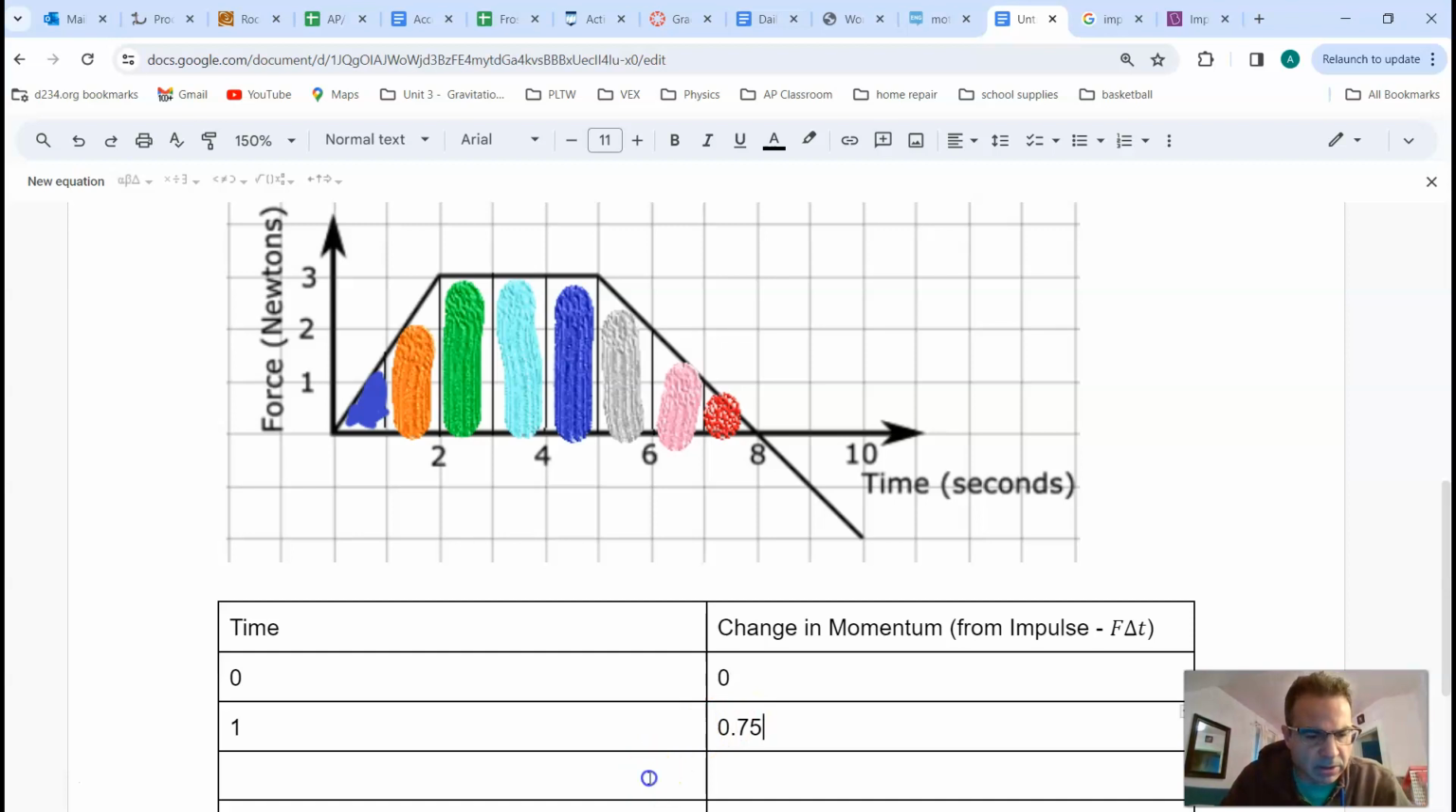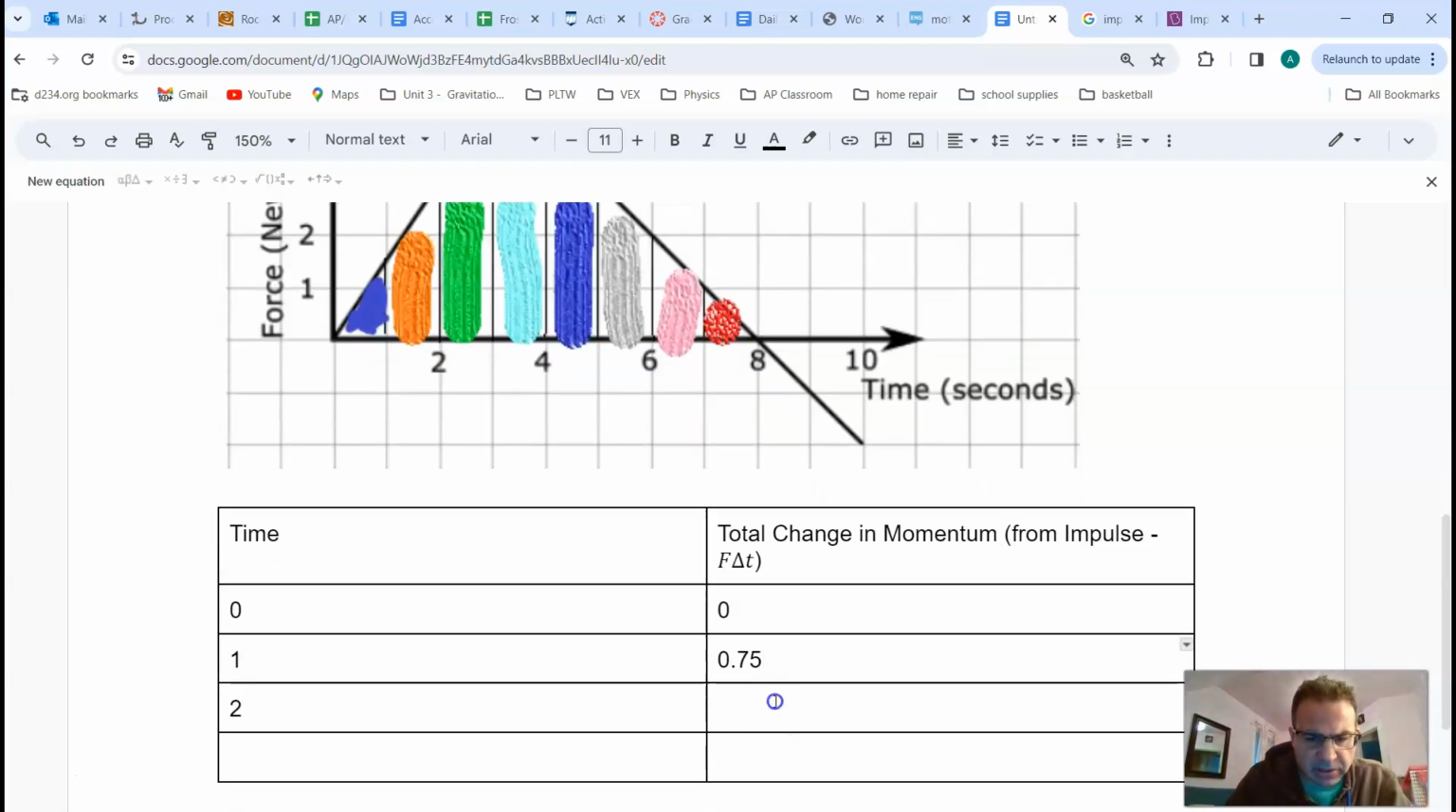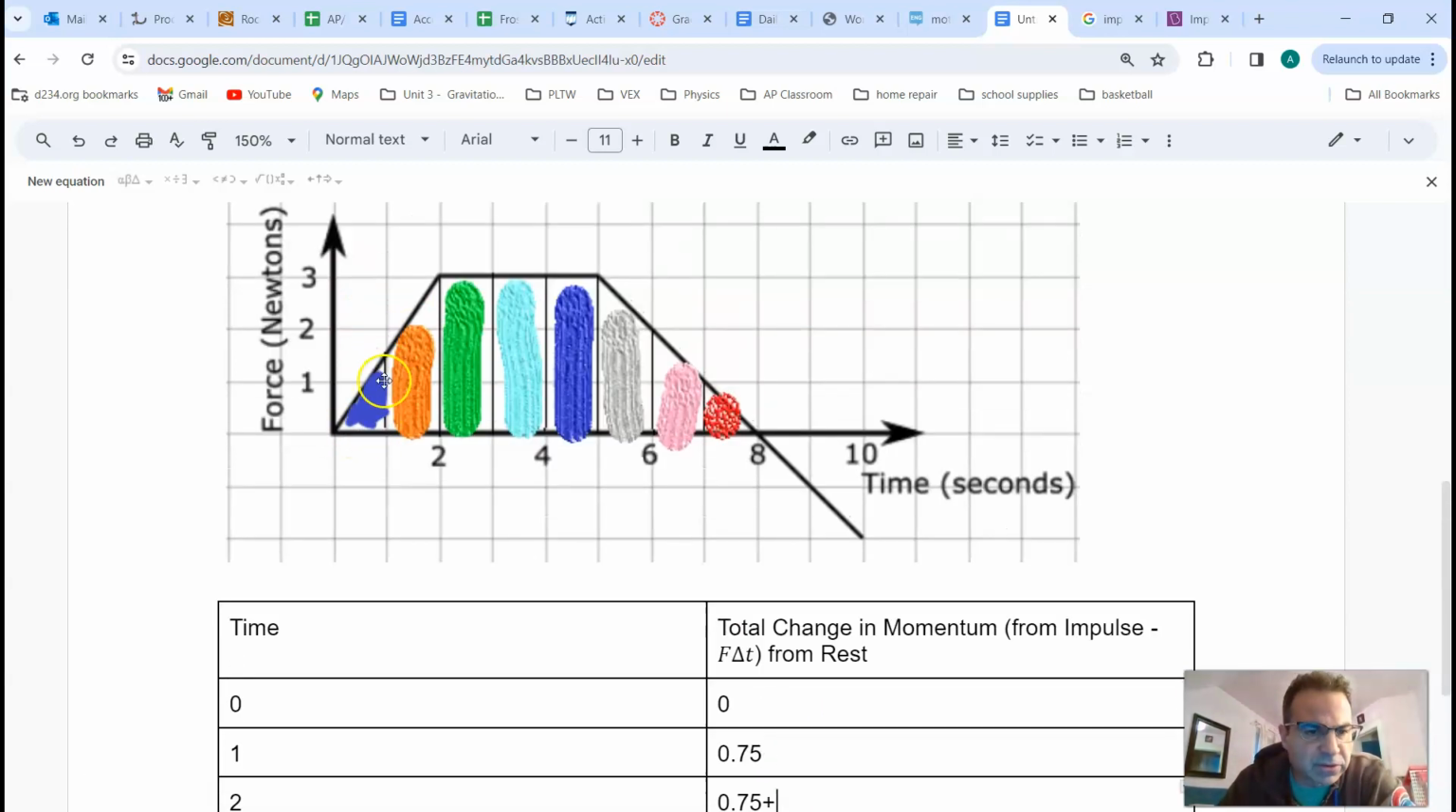Now, 2 seconds later, let's change this to total change in momentum. 2 seconds later, the total change in momentum from rest would be a cumulative effect of every second. So now we have the 0.75 from the first block, and then now we've got this block right here.